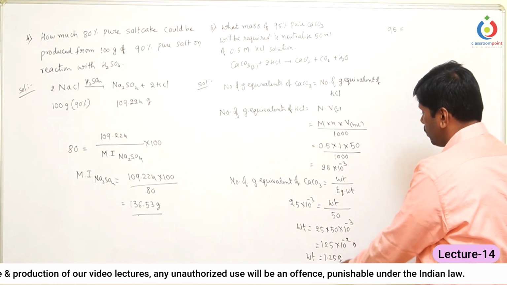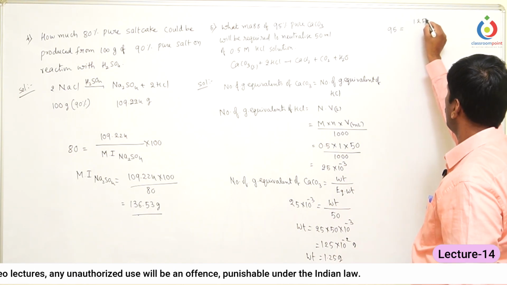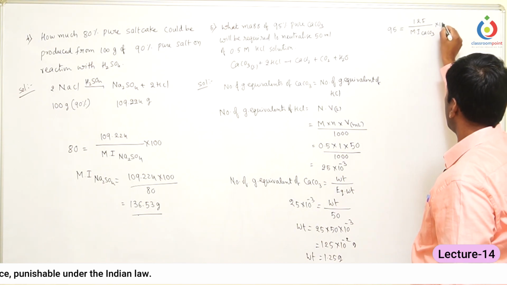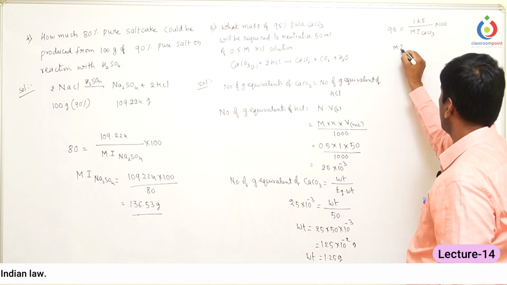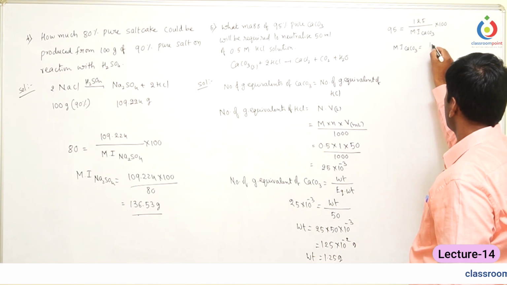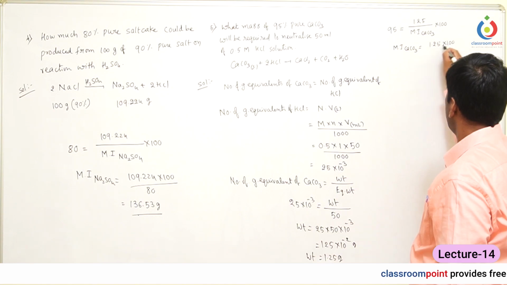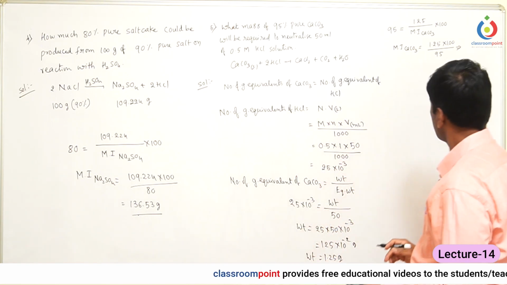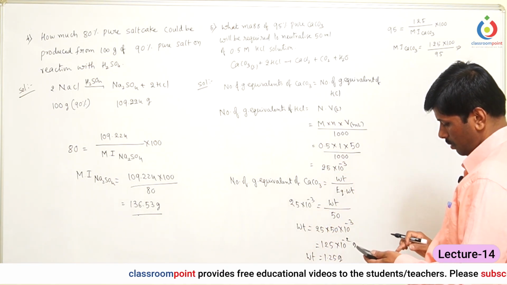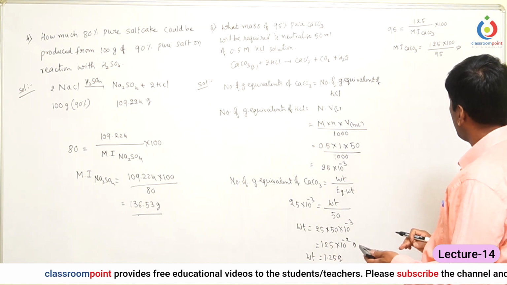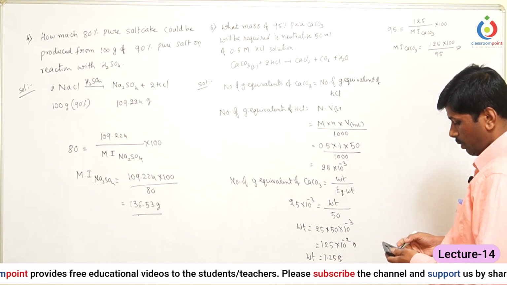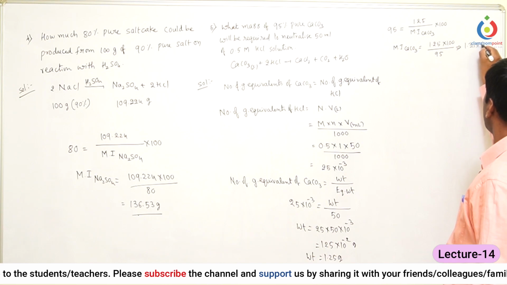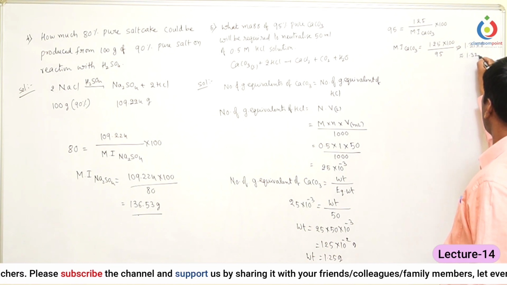Mass of pure CaCO3 that we know here is 1.25. Mass of impure CaCO3 we are expecting is into 100. So here mass of impure CaCO3 is equal to 1.25 into 100 divided by 95. So 125 divided by 95 is 1.315 grams, which is approximately equal to 1.32 grams.